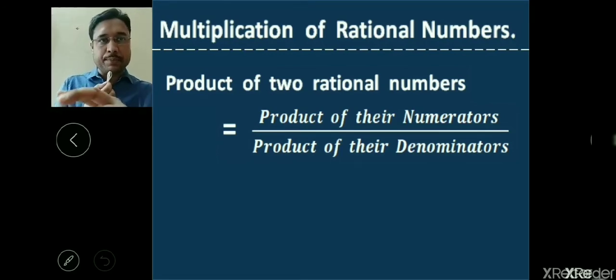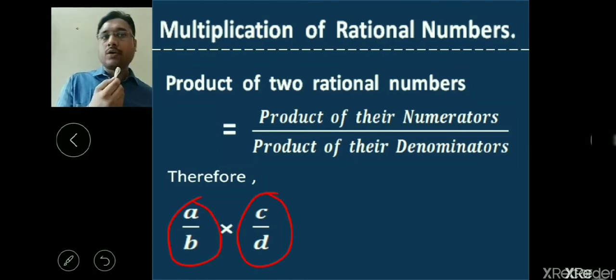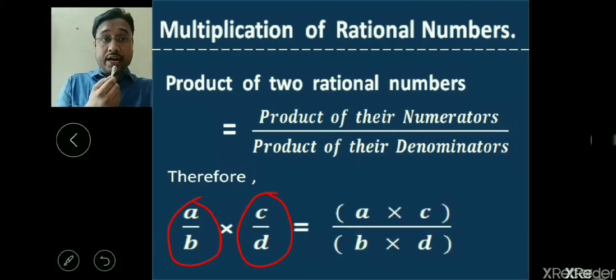That means multiply their numerators. If you multiply two rational numbers, then multiply their numerators and write it at the place of the numerator, and then downside you multiply the denominators and write it at the place of the denominator. Therefore, when a by b is multiplied with c by d, a and c are the numerators, so they will multiply with each other, a into c, and downside you will multiply b and d, forming the denominator of the product. So the result will be a into c by b into d.